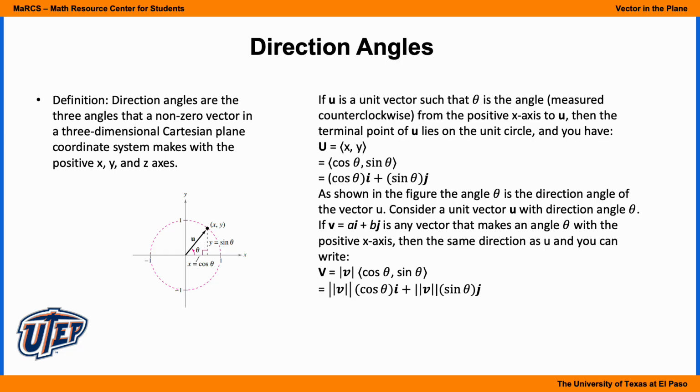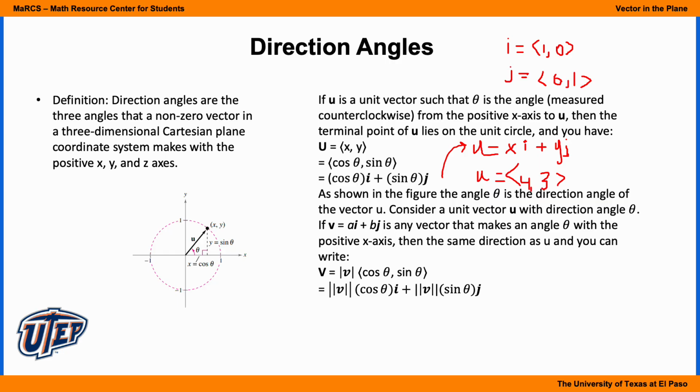Now here we have these i's and j's. So that means that any vector u can be written as a linear combination of our x component times the unit vector i plus the y component times the unit vector j. So i is the standard unit vector in the horizontal direction, and j is the standard unit vector in the vertical direction.